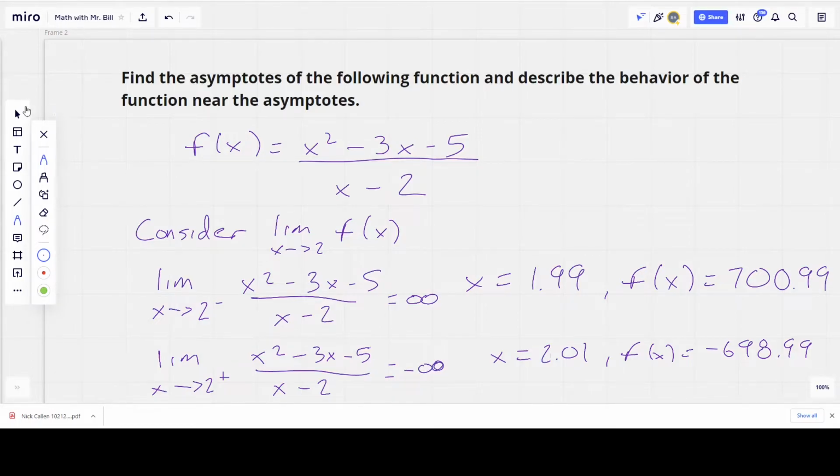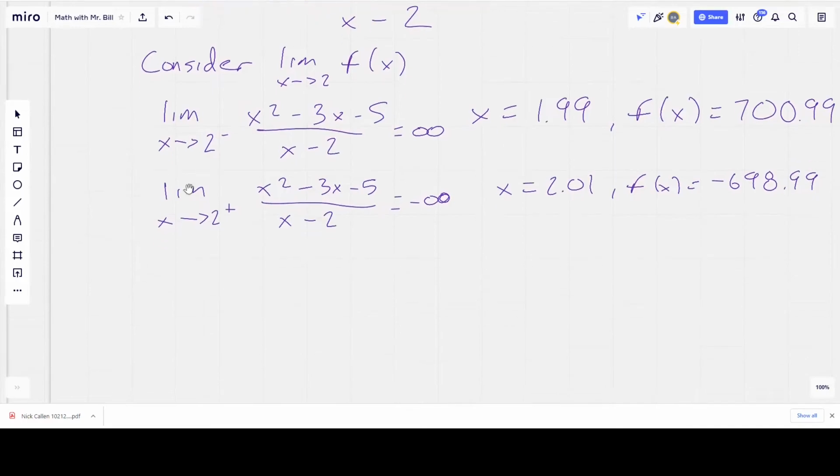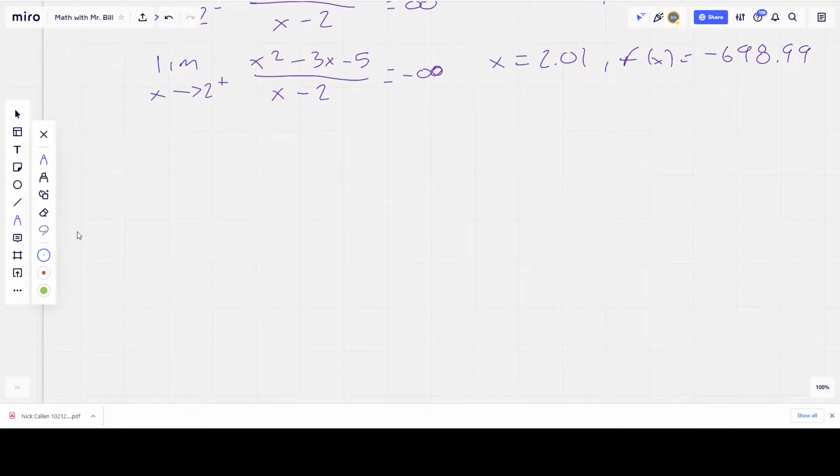So at 2, we get this divergent behavior. Since one side is going out to positive infinity and one is going out to negative infinity, we say that the limit as x approaches 2 is divergent. You can say it does not exist as well, because it goes off to both positive and negative infinity.